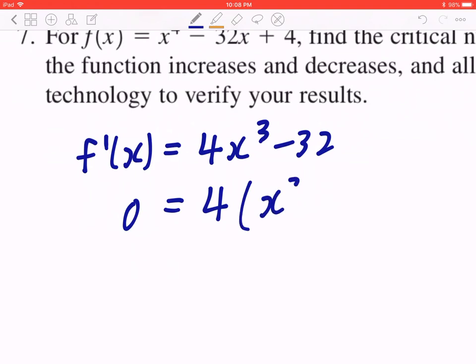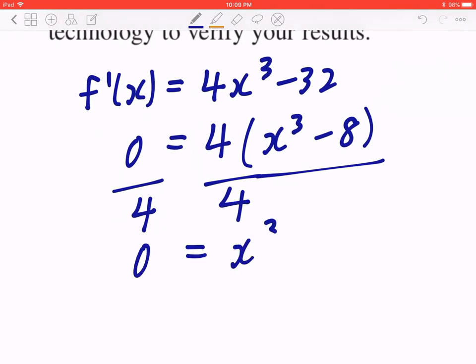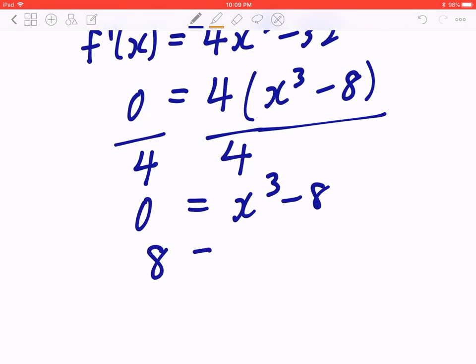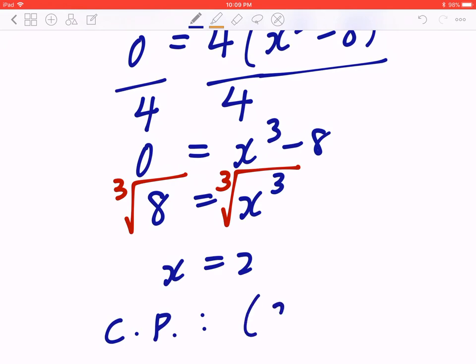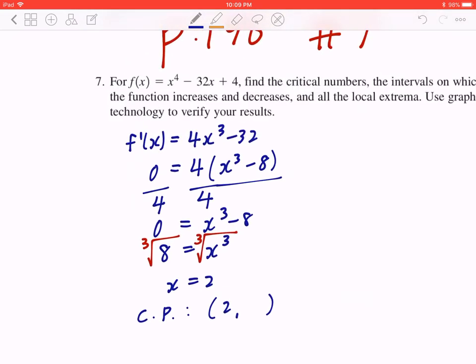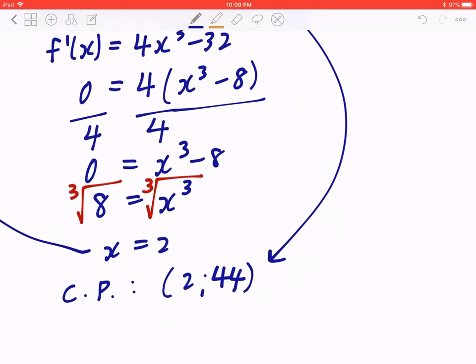Common factor of 4, you can bring to the front. In the brackets, it's going to be x to the power of 3 minus 8. Again, you can divide both sides by 4. 0 equals x cubed minus 8. Negative 8 becomes positive 8 when you bring it to the left. The opposite of cubing something is you take the cube root, so x equals 2. Again, always form the habit of finding the critical point and not just the x value. If you take 2 and you plug it back into the function, that's going to be 16 minus 64 plus 4, that's negative 44.